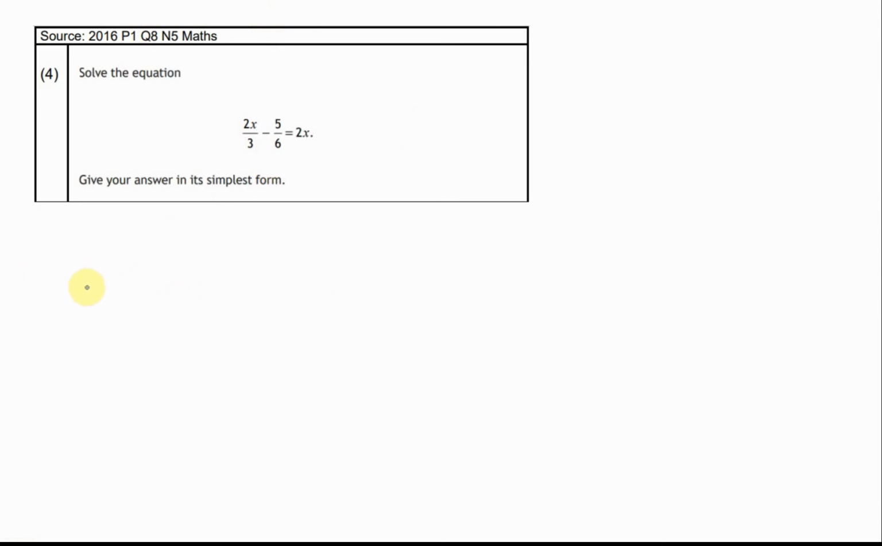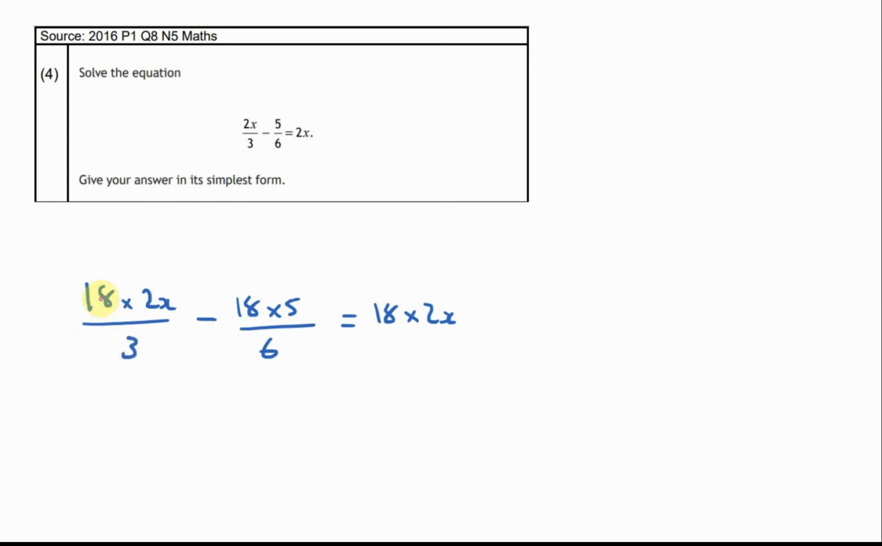So I'll say that 18 multiplied by 2x divided by 3, take away 18 times 5 divided by 6 equals 18 times 2x. Now you could be quite clever here and make your life a bit simpler by saying, well, if I multiply through, no, you're better off just doing this. Don't make things complicated.